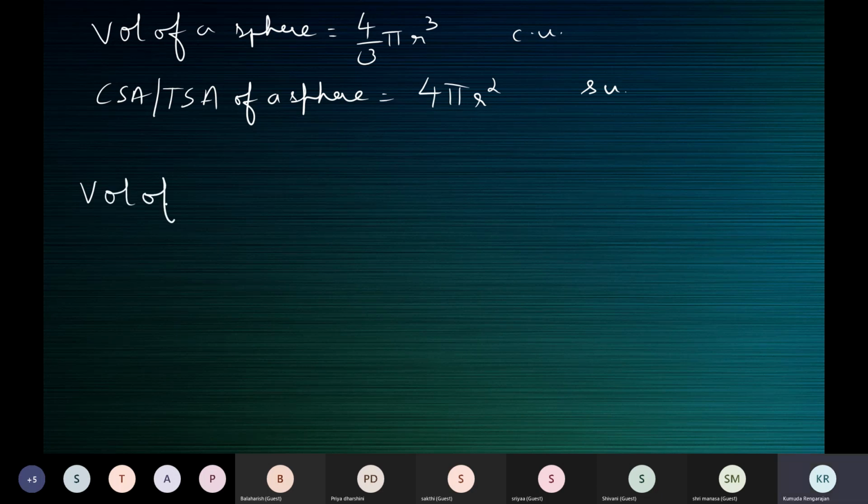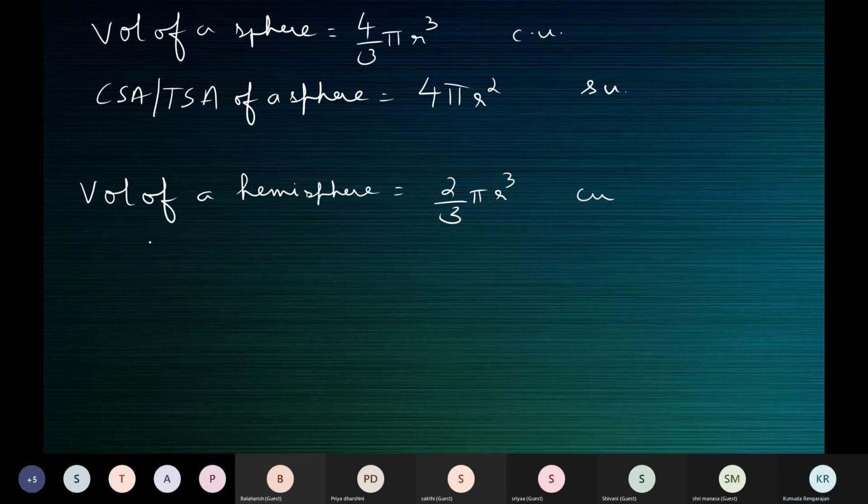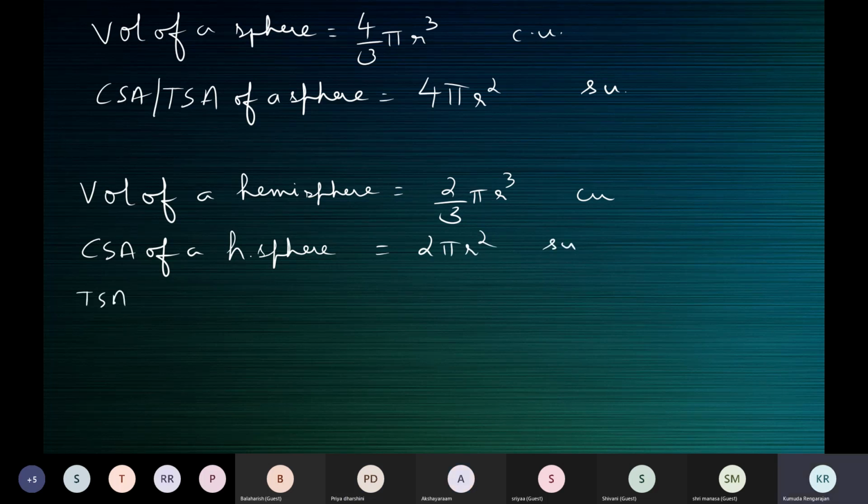Volume of a hemisphere? 2/3 pi r cube, ma'am. 2/3 pi r cubed cubic units. Good. CSA of a hemisphere? 2 pi r square, ma'am. 2 pi r squared square units. TSA of a hemisphere? 3 pi r square, ma'am. 3 pi r squared.